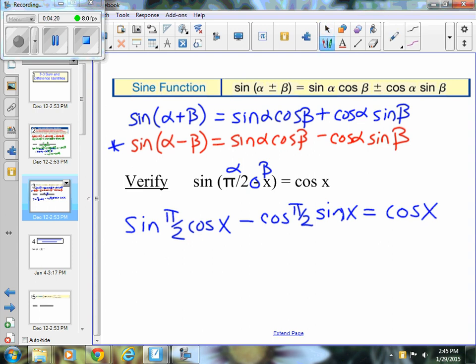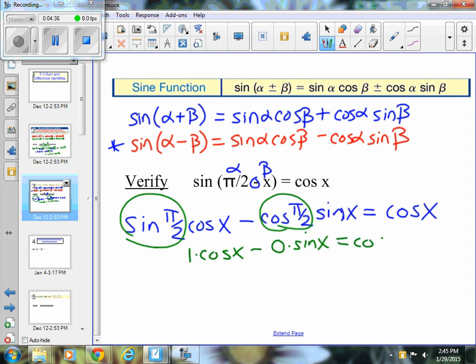So let's do the numerical parts again. I know the answer to this, or I should, and this one as well. Sine of pi over 2, that's 90, so sine of 90 is 1. So 1 times cosine minus cosine of 90 is 0, so that second term is going to be 0. So I just get cosine equals cosine. So the verify part works pretty well, so it's not so bad.